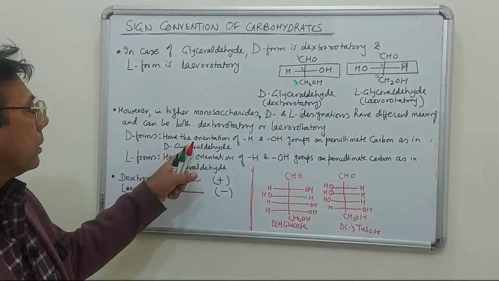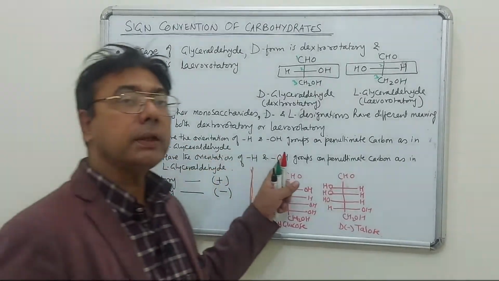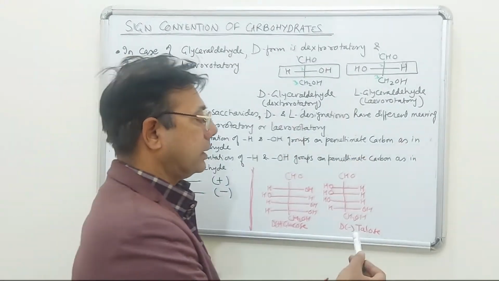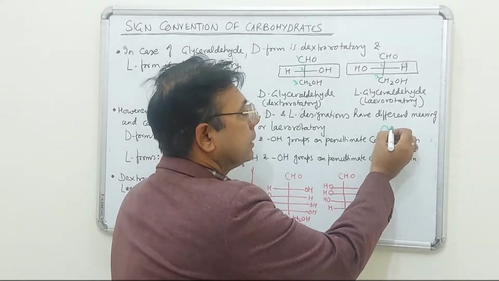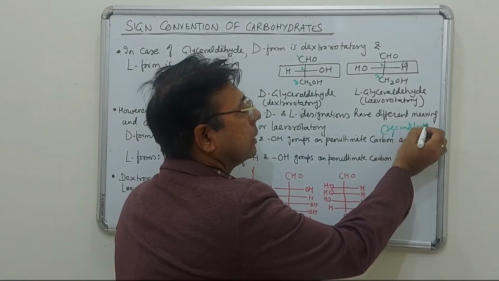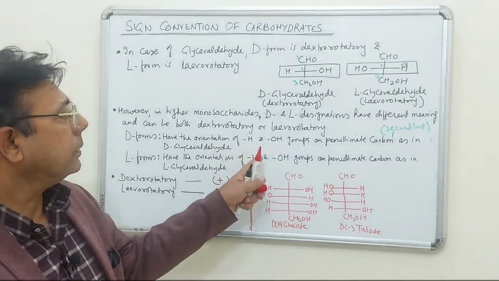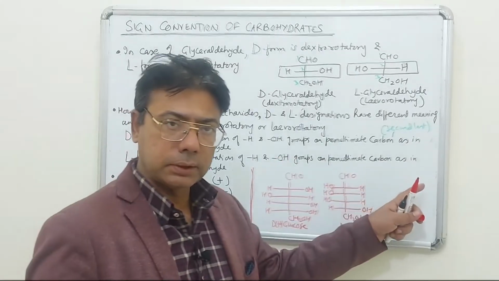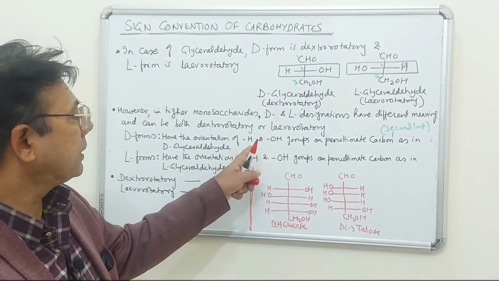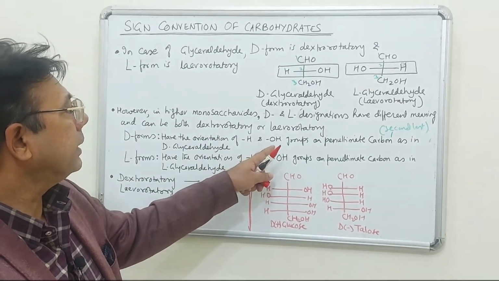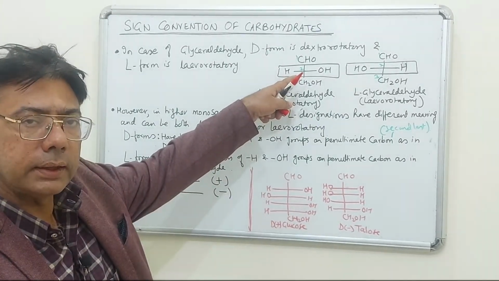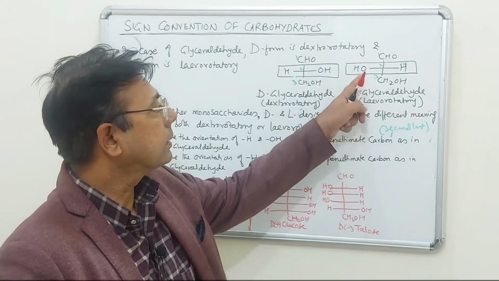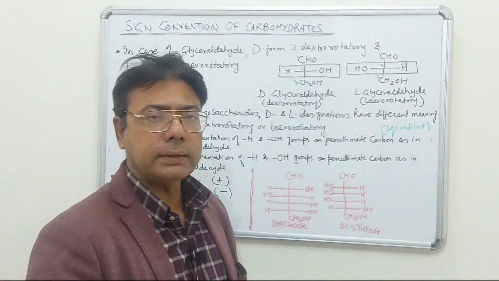Instead, D forms are all those forms which have the orientation of H and OH groups on their penultimate carbon, and penultimate carbon means the second last. The orientation of H and OH groups around the penultimate carbon is what matters the most. So if this orientation of H and OH group on any sugar is like that of D-glyceraldehyde, then that sugar is designated D, and if it is like this, then it is designated as L.